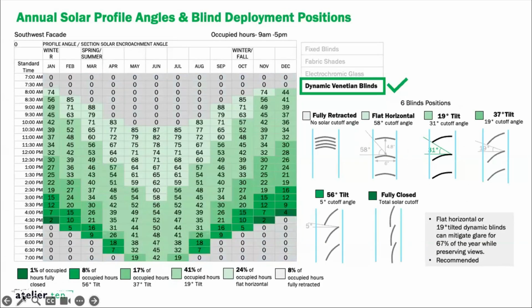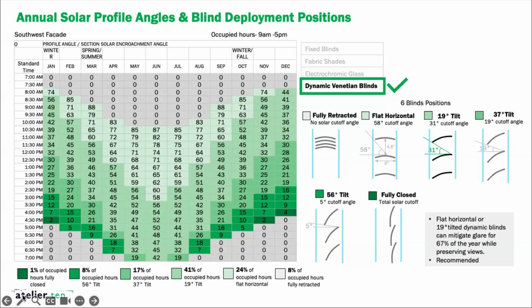And this is the final one that we ultimately recommended, which is dynamic Venetian blinds. So there's only 1% of the total occupied hours that's going to have the Venetian blinds completely closed, meaning the remaining 99% is going to have some resemblance of the view outdoors, and it's also going to ensure that daylight is still encroaching into the space at a meaningful level throughout different times of the day. And so we ultimately recommended dynamic Venetian blinds just looking at these annual solar profile angles.